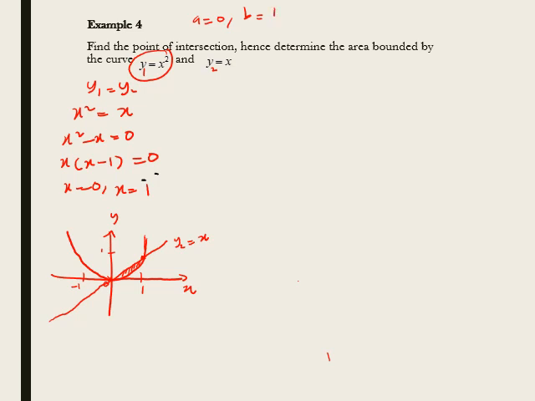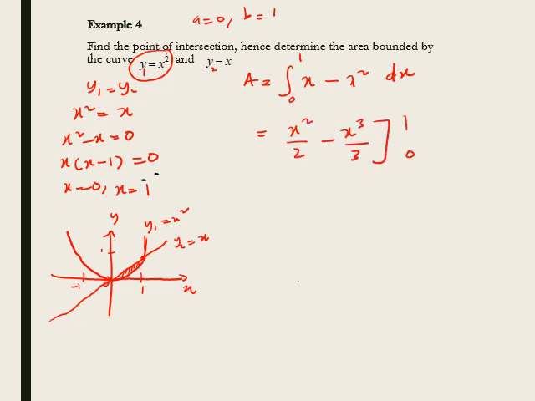So this is the upper curve minus the lower curve. y1 equals x squared, so the upper curve is the straight line, y2 equals x. So it will be the integral of x minus x squared dx. Don't get it wrong. If you choose wrongly, the answer will be wrong. So from 0 to 1, when you integrate you get x squared over 2 minus x^3 over 3, from 0 to 1.